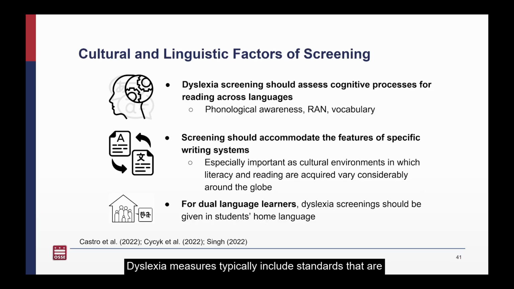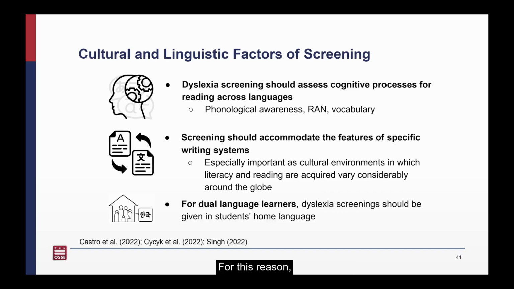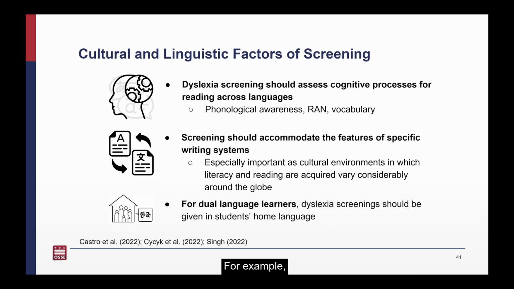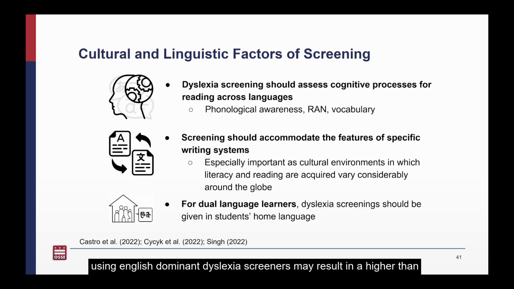Dyslexia measures typically include standards that are based on an English-dominant population. For this reason, it can be difficult to interpret results for English learners or students with linguistically diverse backgrounds. For example, using English-dominant dyslexia screeners may result in a higher than expected classification rate of dyslexia risk status for English learners.